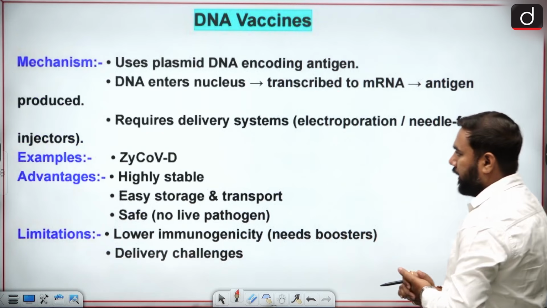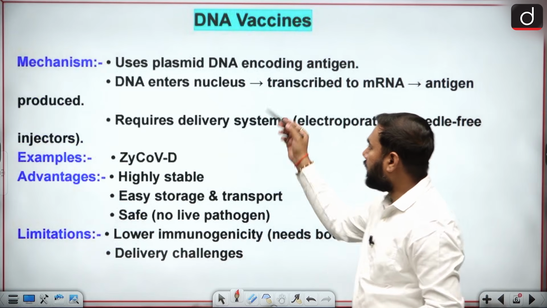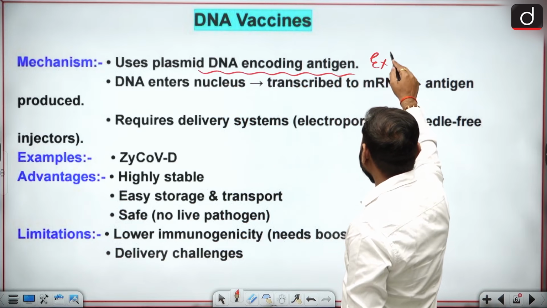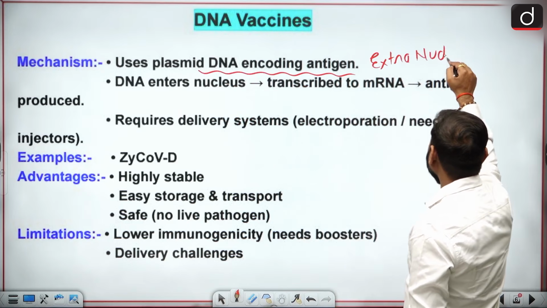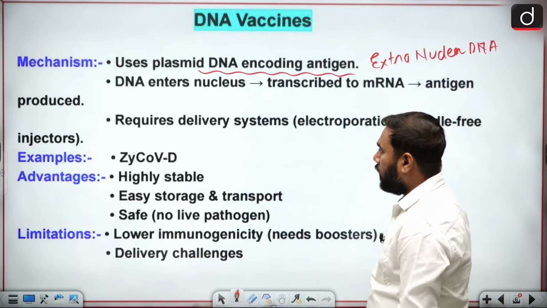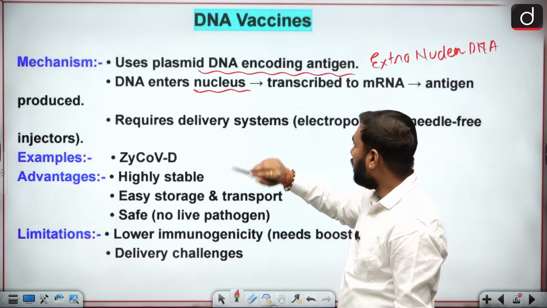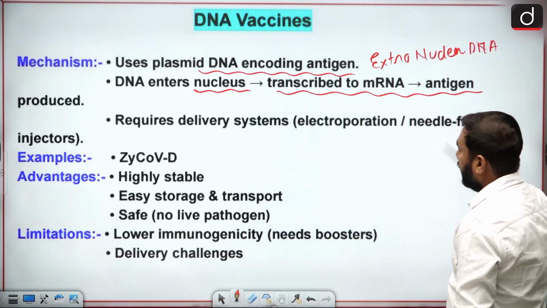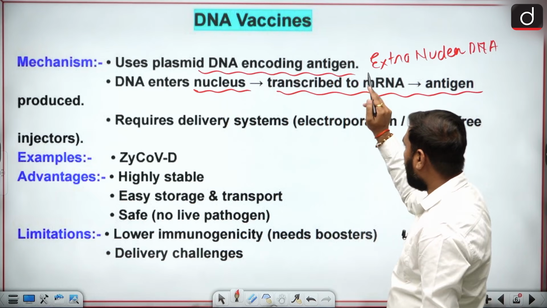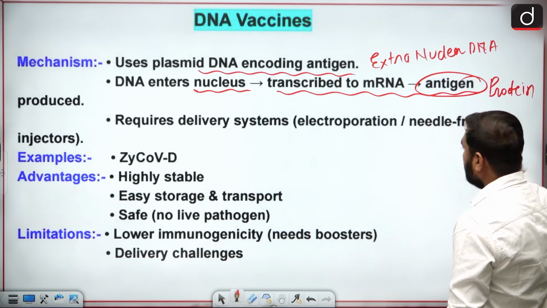When we talk about the DNA vaccine, we use direct DNA. The name is simple. You can use plasmid DNA, which is known as extra nuclear DNA. So basically you are using the extra nuclear DNA. DNA enters into the nucleus, this is the major point, and is transcribed into mRNA and antigen. Because if nuclear DNA is changed, it forms new mRNA, and new mRNA produces a new type of antigen protein, which basically acts against the body.